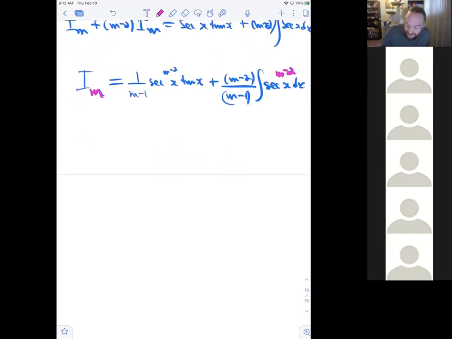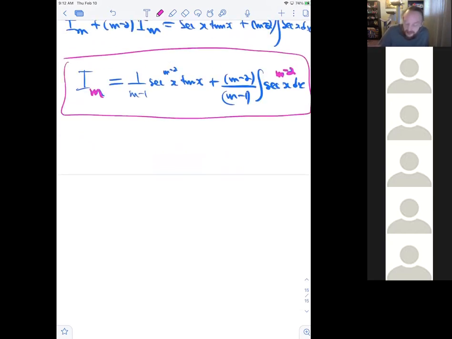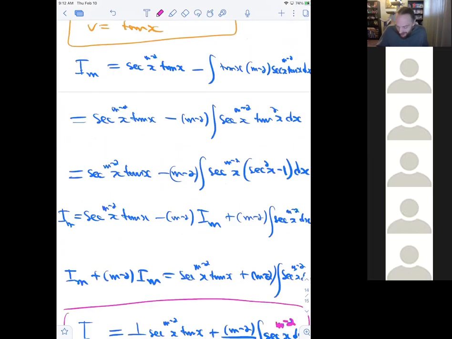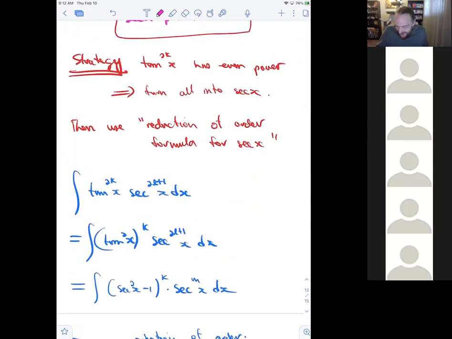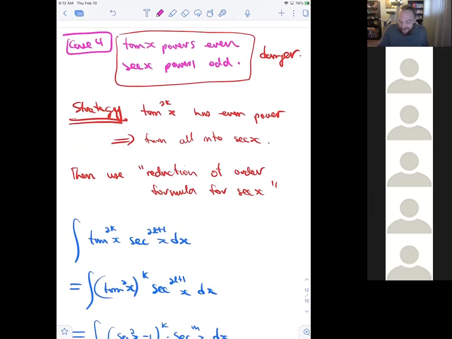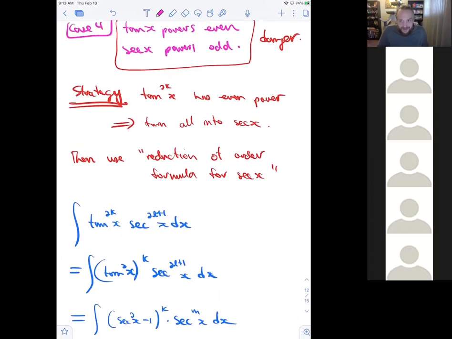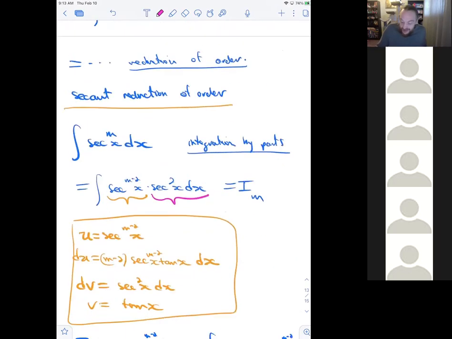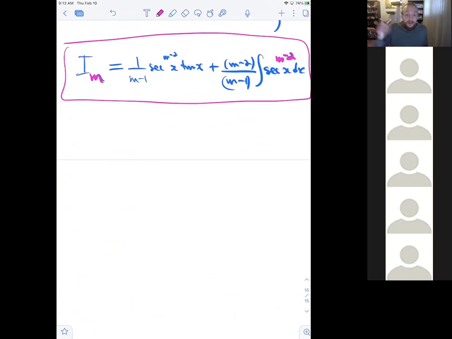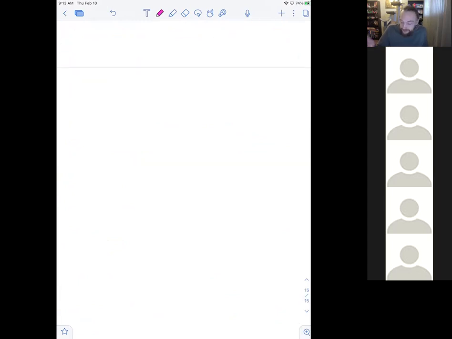So this formula is reducing you to, regardless of what the case is, if I have this bad case of tan powers or even secant powers are odd, what I do is I use the fact that the tan powers are even, turn everything into secants. Now I just have an integral of powers of secants. Then I use this horrible reduction formula to integrate each of the powers of secants, getting down to, you want to know the low level ones for secant.